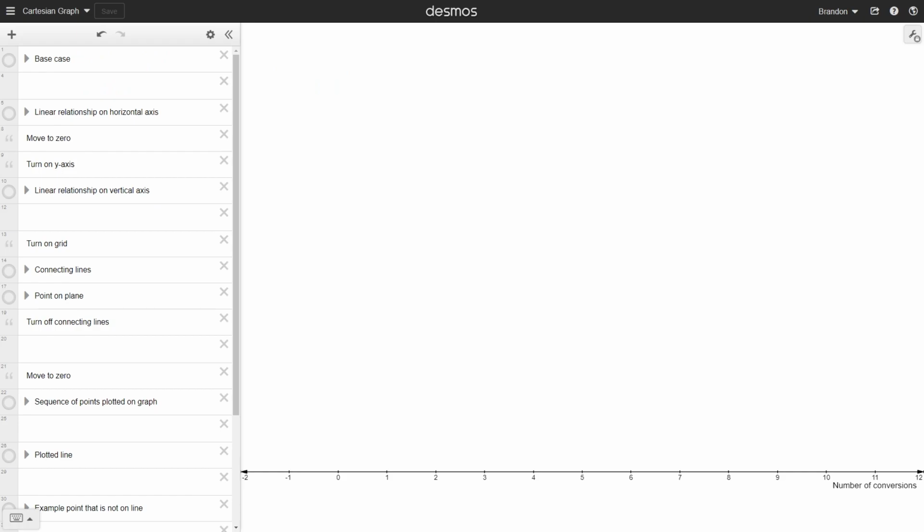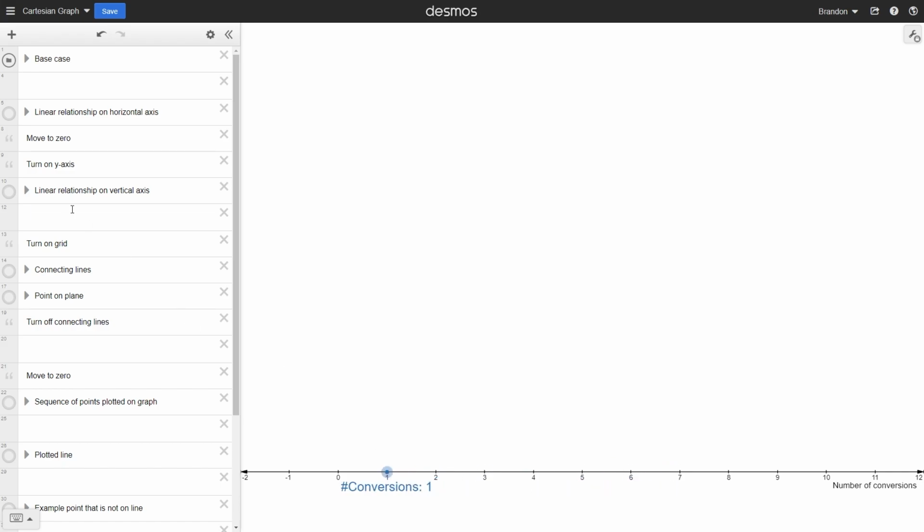Alright, so on Desmos here, I've got myself a graph. Down the bottom, I have a number line. The number line is going to represent something. In this case, it's going to be the number of conversions scored in a game. So on this number line, I can say how many conversions are scored. So if I want to say 4 conversions are scored, I put it here, 2 conversions, 7 conversions, whatever.